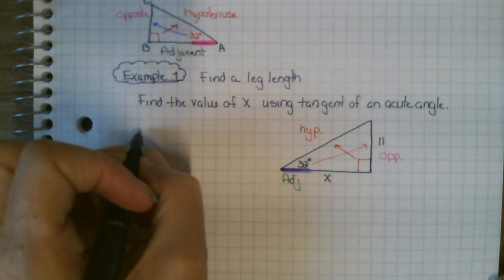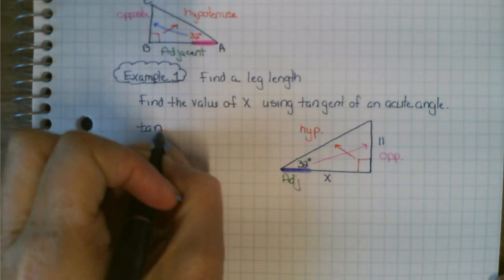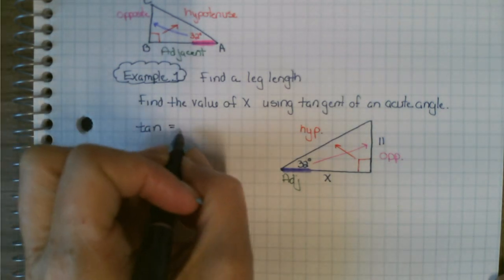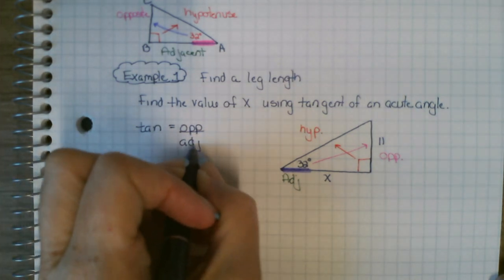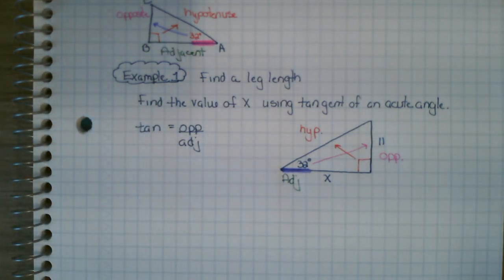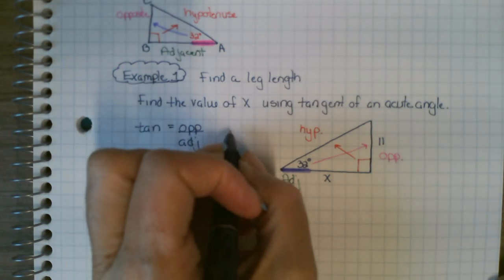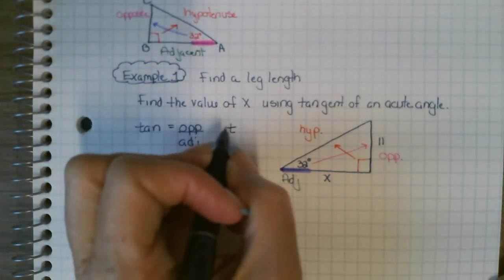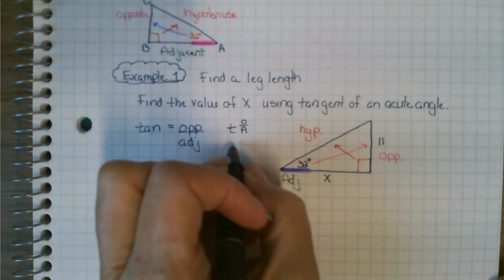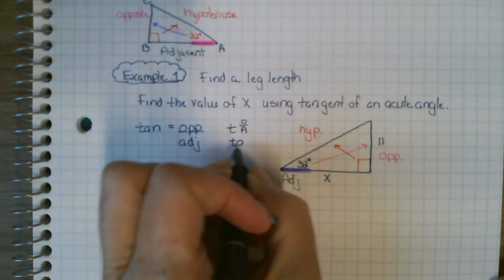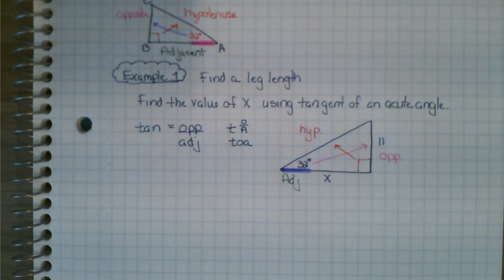So the formula that we learned last week is tangent equals opposite over adjacent. That was part of the SOHCAHTOA that you learned. When I look at SOHCAHTOA, I tend to write it as T over OA, but it's also known as TOA. It's the last part of SOHCAHTOA.